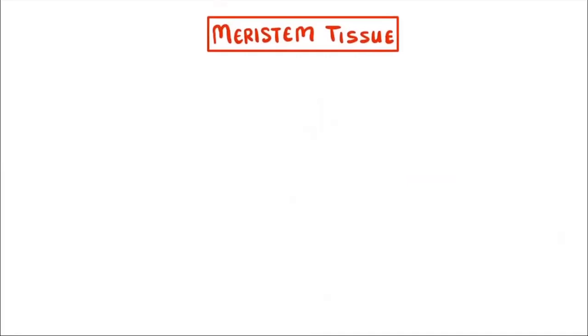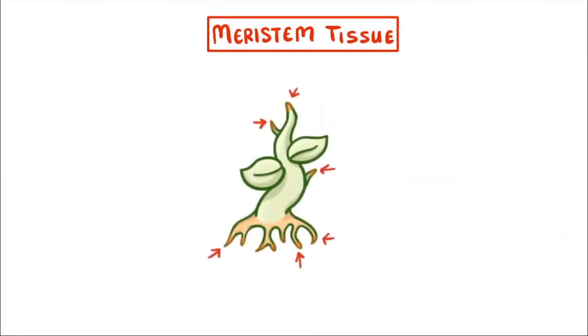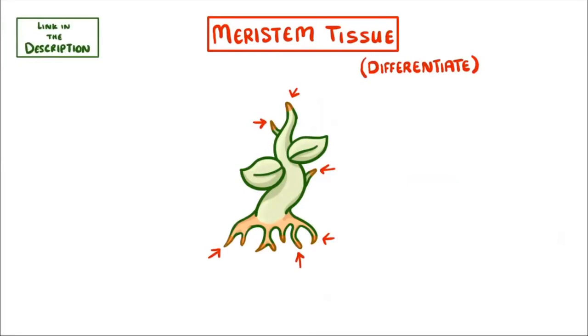One last tissue we need to mention is meristem tissue, which is basically the plant form of stem cells. They're found at the growing tips of the roots and shoots, and can differentiate into loads of different cell types, so that the plant can grow. We've actually already taken a look at meristems in our video on stem cells, if you want to check it out.